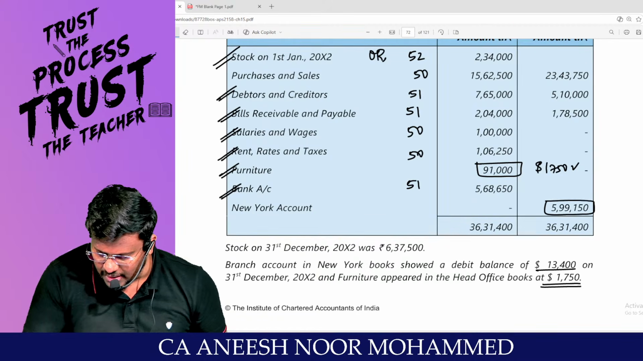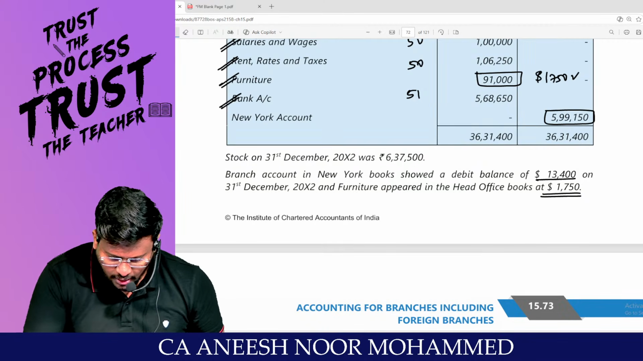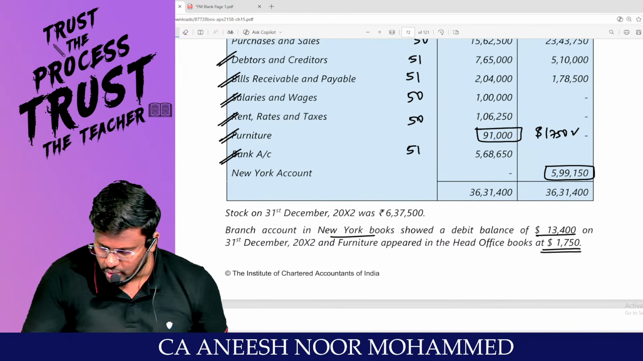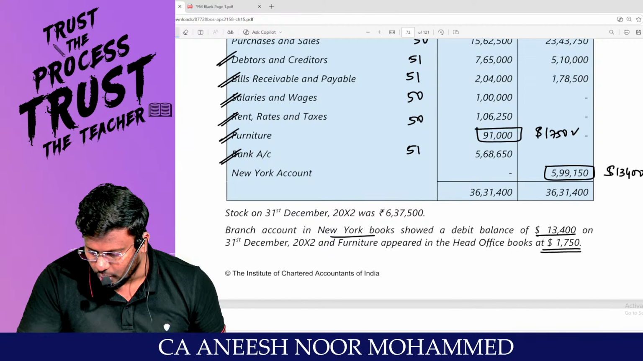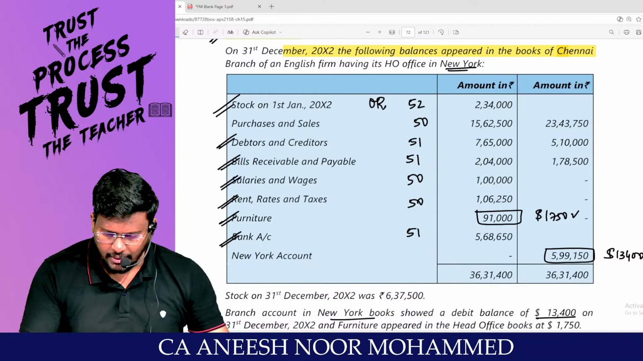The New York balance, actual, has been given in the question. So we are supposed to take the actual, because the branch account in the New York books is $13,400. That's it. Question over. If you want, you can take the calculator.